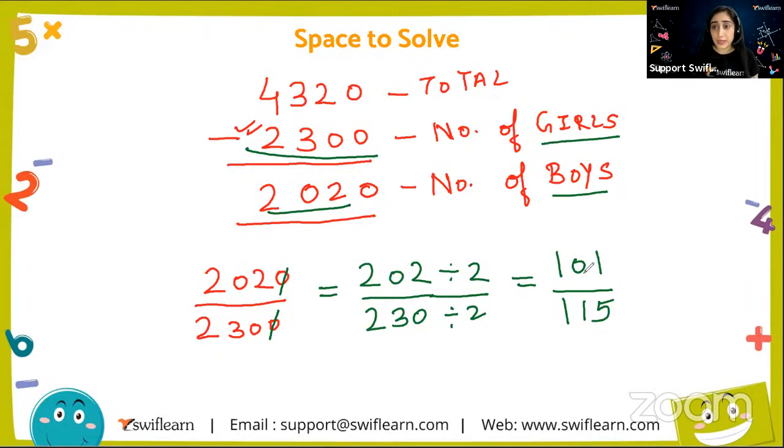Okay, let me add the numbers. 1 plus 0 plus 1. It's 2. Is 2 divisible by 3? No, it is not. So similarly, I'll keep on using different tables of divisibility tests to know if both these numbers come in the same table.